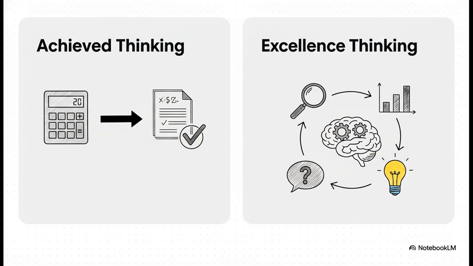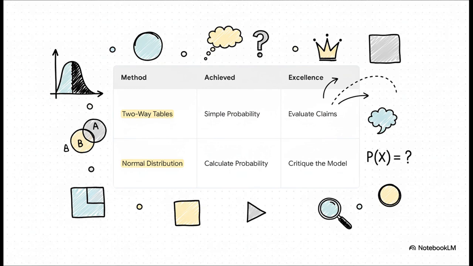The calculation for an excellent student is just the starting line. And here's a perfect example. Let's take a two-way table. For achieved, you find a probability. Boom, done. For excellence, you use that same table to calculate relative risk, write a whole conclusion about a claim, and then justify your entire position using statistical evidence. It's the same tool, but it's being used at a totally different level of thinking.